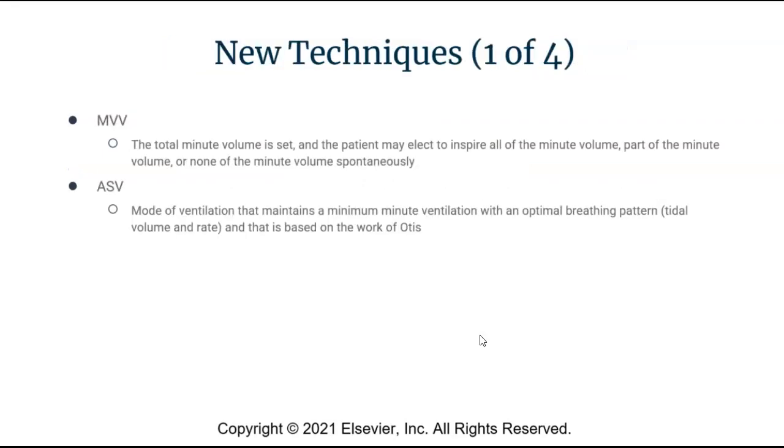Okay, there's newer techniques to facilitating vent discontinuation. So there's mandatory minute ventilation. This was introduced a long time ago. This is where the total minute volume is set. The patient may elect to inspire all the minute volume, part of it, or none of it. I'm setting the minute volume. I can say I'm setting it at 5. The patient can do whatever portion of it they want, and the vent will make up the difference.